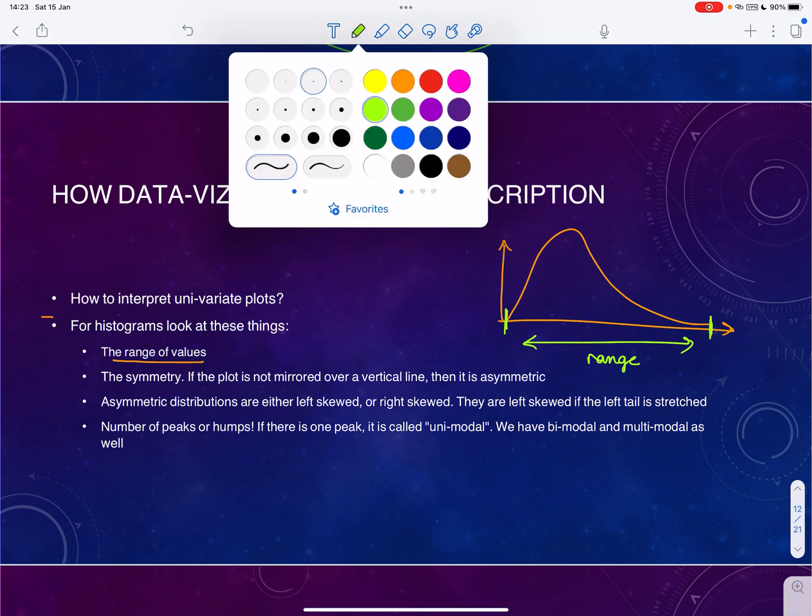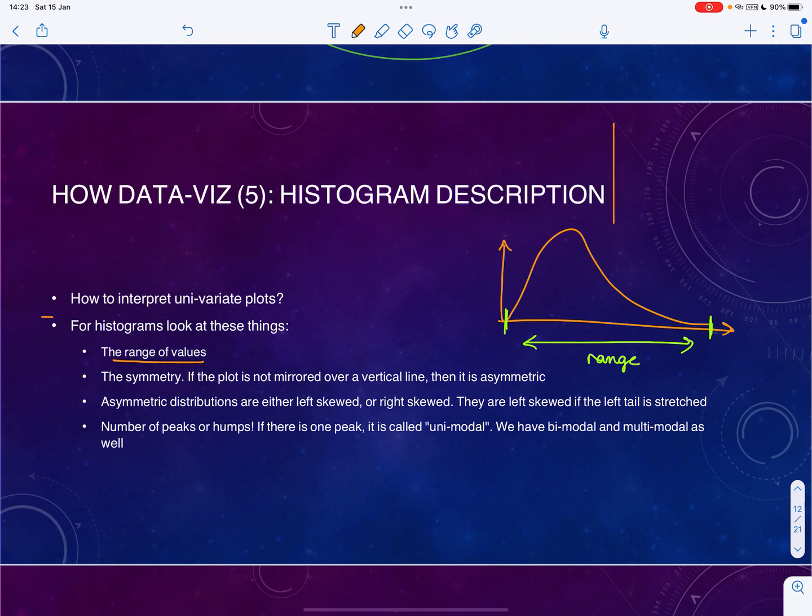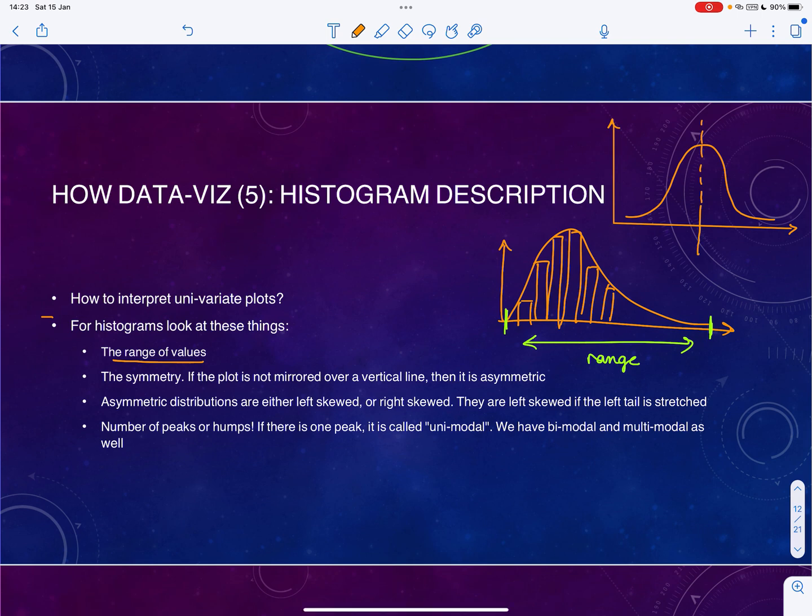So a symmetric histogram would be like this, or this. What I'm showing is the overall shape of a histogram, right? Histogram is like this. These are the bars, but I'm showing you the overall shape, the density in the plot. So a symmetry would be something like this. And there is a nice vertical line that the left side and the right side of it are matched. This is another example of symmetry.